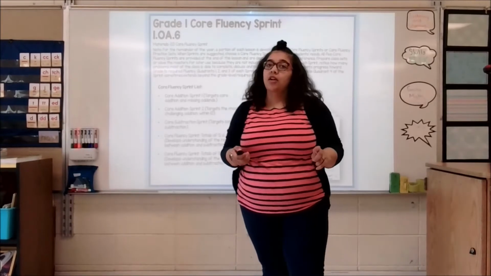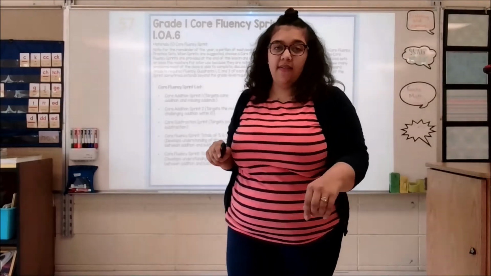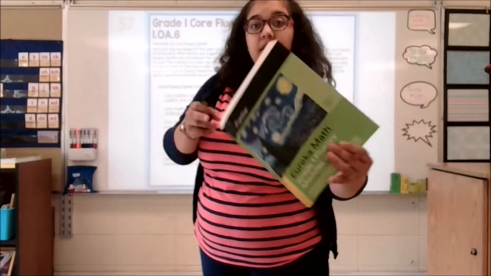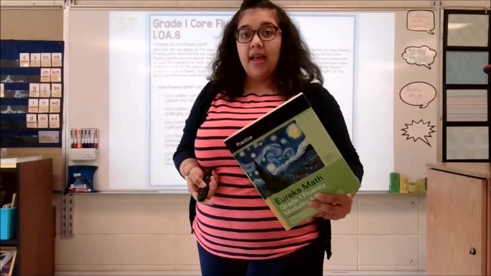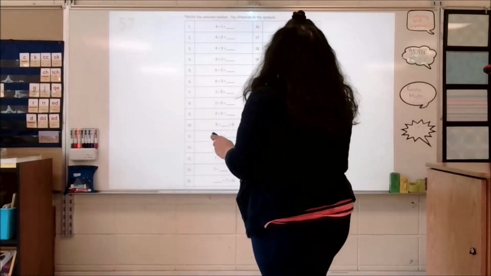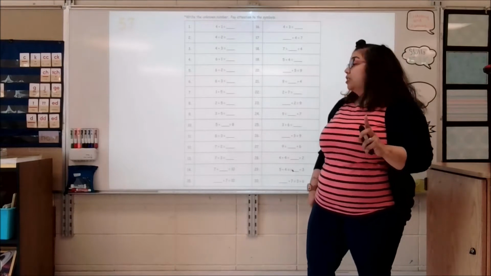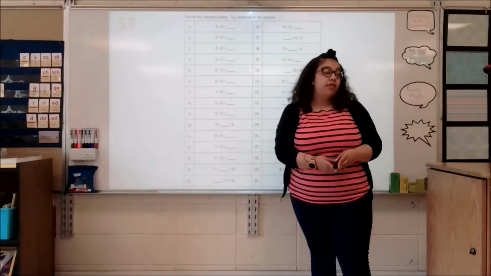And we're going to start with a sprint, which can be found on page 57 of your Starry Night Fluency book, Ooh and Ah, and it looks something like this. It says, write the unknown number. Pay attention to the symbols and the placement of the unknown.